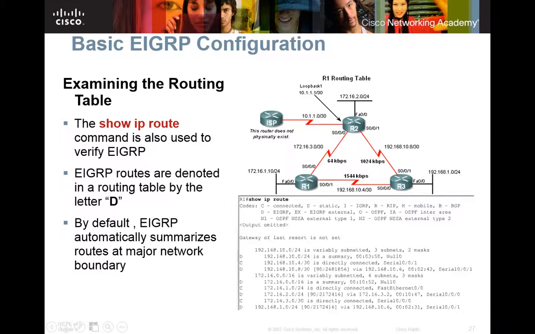Show IP route. Again, what happens if I have a D? What does D mean? D, right here, is not direct connect. C is direct connect. D is EIGRP. I don't know why they just didn't leave it as an E, but.